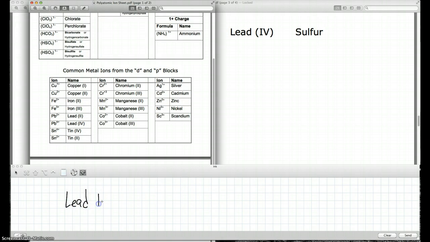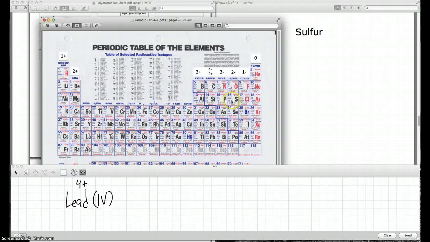And again, a lot of people get confused by this, but it's actually helping you out. You don't have to look at the periodic table. You don't have to look at anything. You know that the charge on this lead is 4. And since it's a metal, it's always going to be positive. And so we know lead. Let's look up sulfur. Sulfur is a -2 or 2 minus.